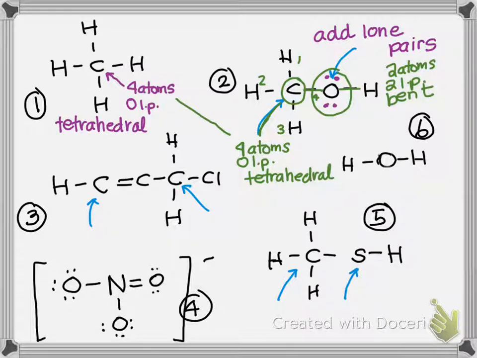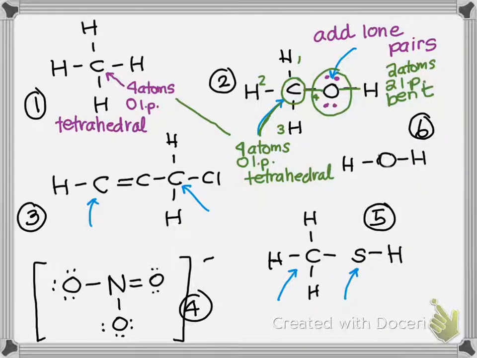So even though I have it drawn in a straight line, it would actually have a bent shape: a carbon, then the oxygen, and then the hydrogen. It would not be in a straight line. In Lewis structures, I just drew it in a straight line.